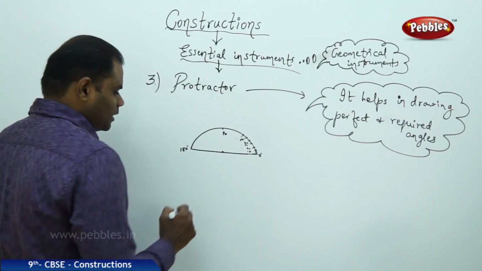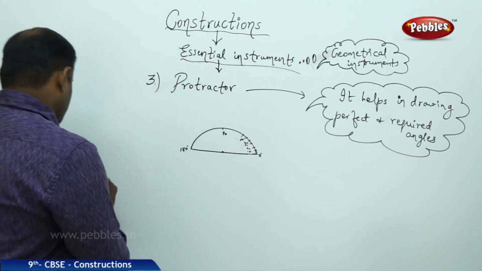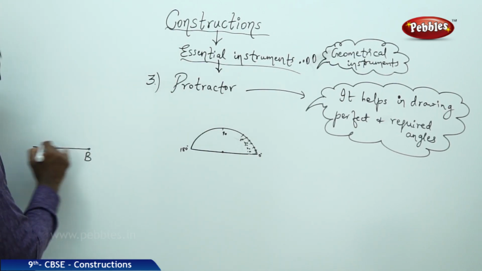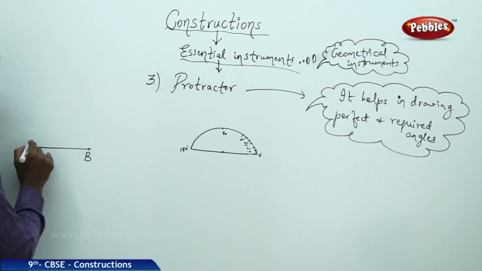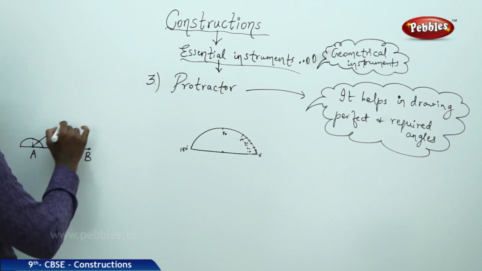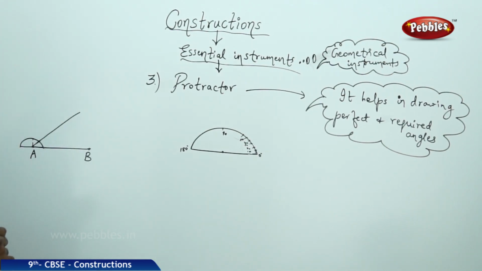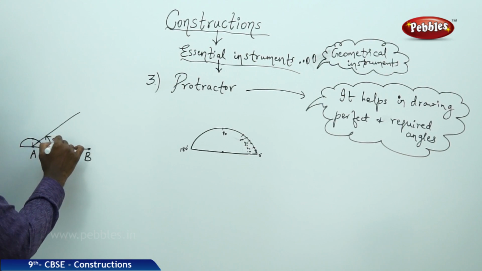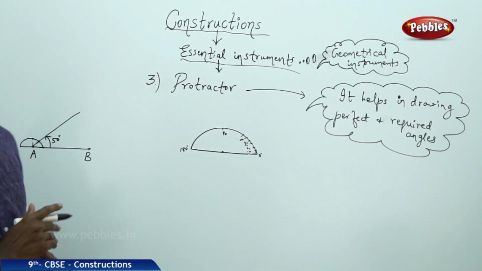Say for example, I wanted to find a perfect 50 degrees. I have a line AB at which I want to make an angle of 50 degrees. So I put the protractor here and then I mark exactly at 50, and then I just draw the line from A to this. So by marking 50, I just join A and that point and extend, which gives me the angle 50 degrees exactly out here.